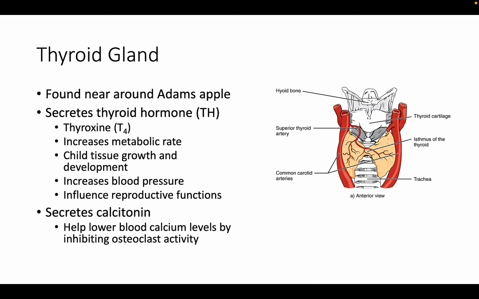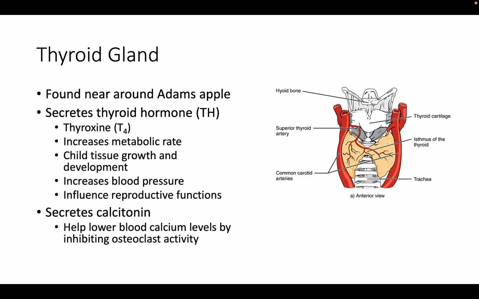The thyroid gland is found around the Adam's apple in men, or just snugged underneath the thyroid cartilage in men and women. It secretes thyroid hormone upon stimulation by TSH, the thyroid stimulating hormone. This thyroid hormone is predominantly the thyroxine form, T4. It goes on to increase metabolic rate, which will basically bind to receptors in mitochondria, prompting them to increase nutrient breakdown and use oxygen to produce ATP. And this means that more heat is going to be produced as a byproduct of exothermic chemical reactions.